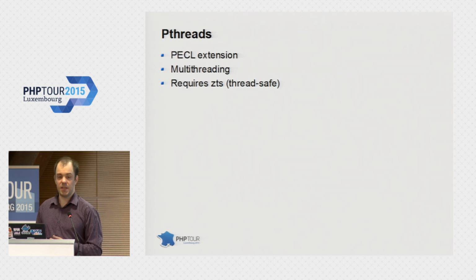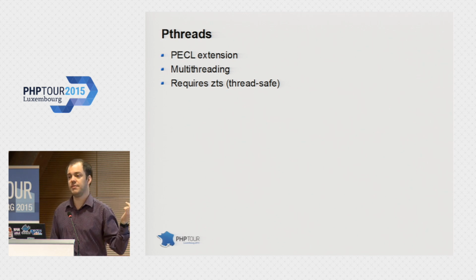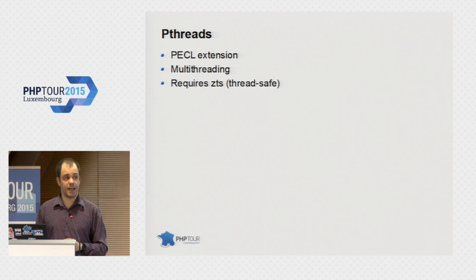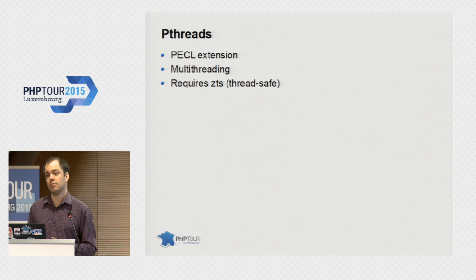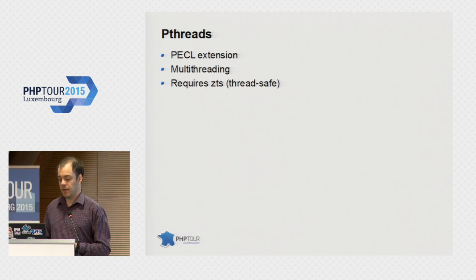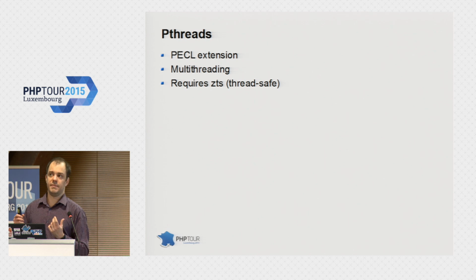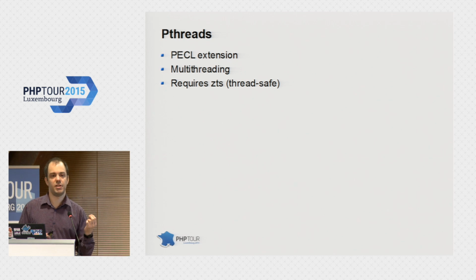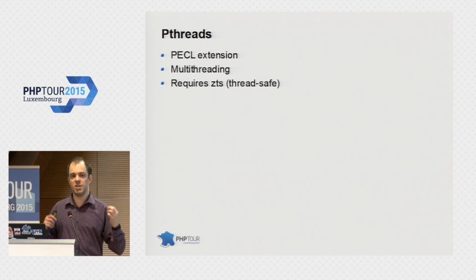So the first one is Pthreads. That's built into the core. It does require you to install the thread-safe implementation of PHP, which is not available in every single installation or every package manager. It is a PECL extension, so it should work on Linux, it should work on Windows as well. And it allows you to do multi-threading. That means it will not allow you to do multi-processing, so it will not actually run on more than one core. So if your PHP process starts on one CPU core, then all the threads that it launches will run on that same CPU core. So it will not use the full potential of your machine.